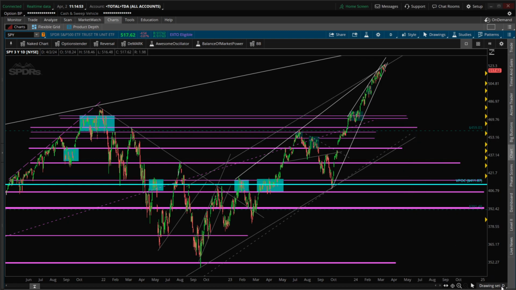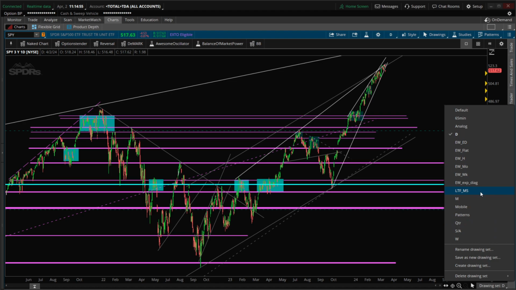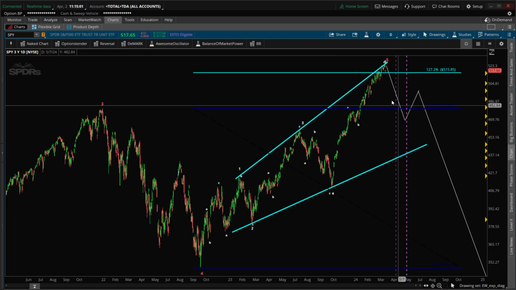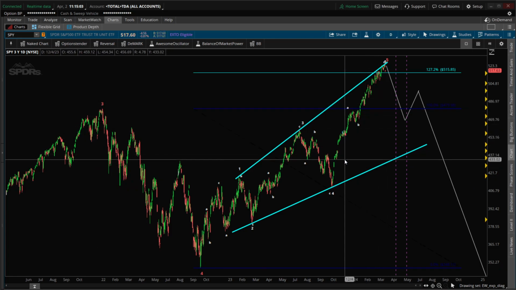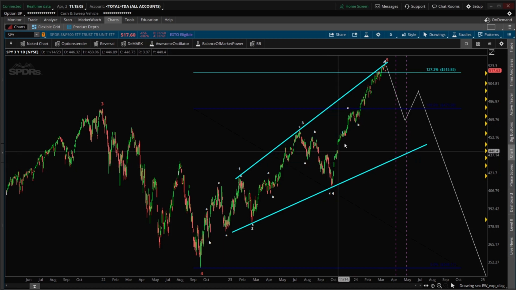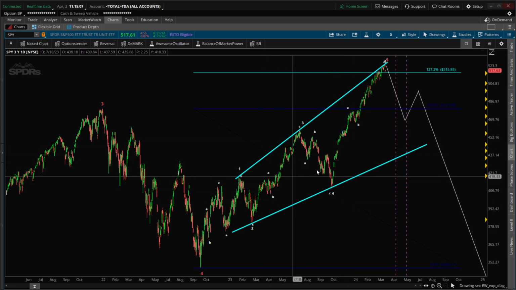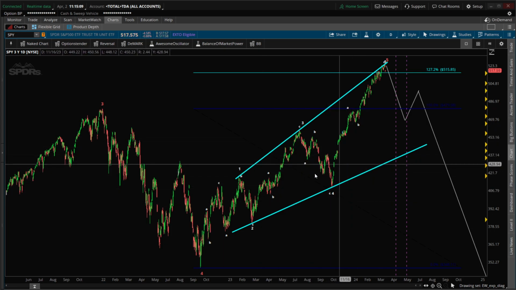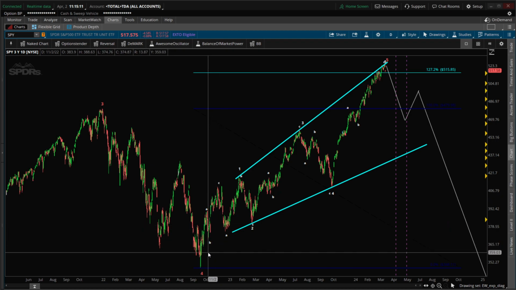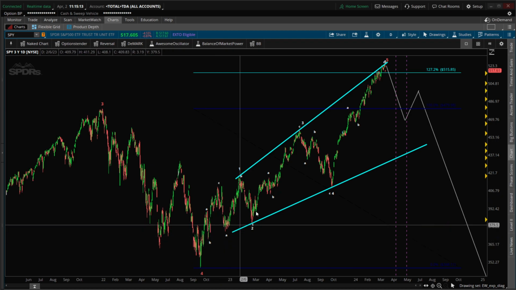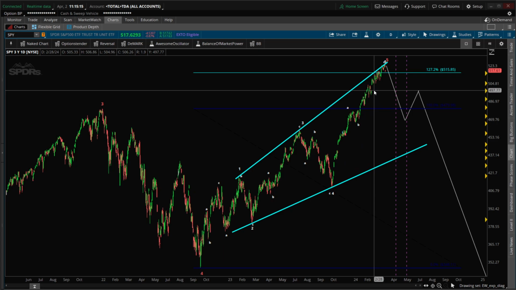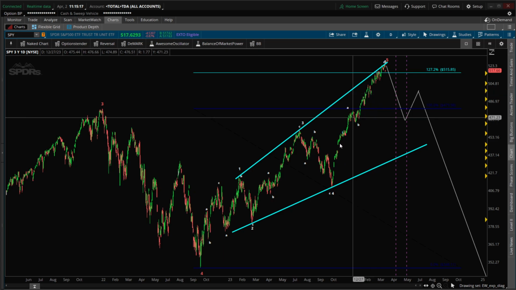And then with our projection, what we're looking at is an expanding ending diagonal. This is our primary count here. We've had this up here for many months. We do this every single video just to check in to see if this is what's happening. So for those of you who are new, it's an expanding ending diagonal, aka blow off top.